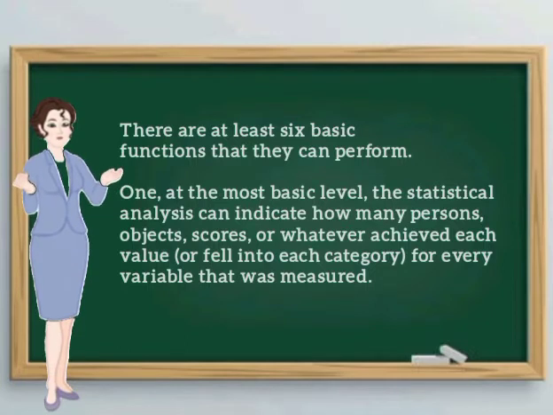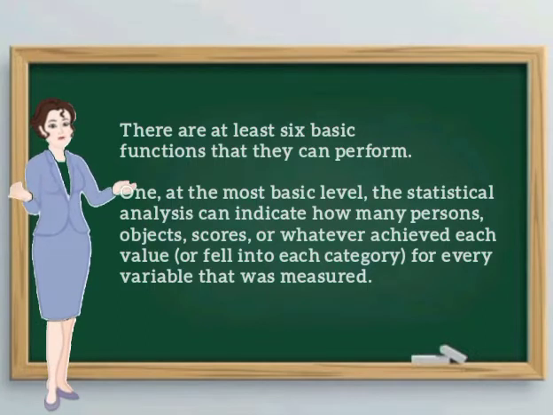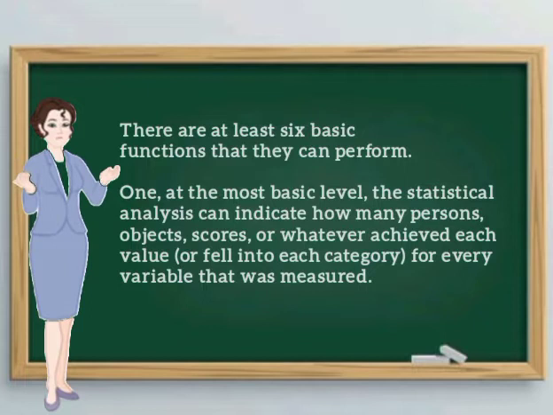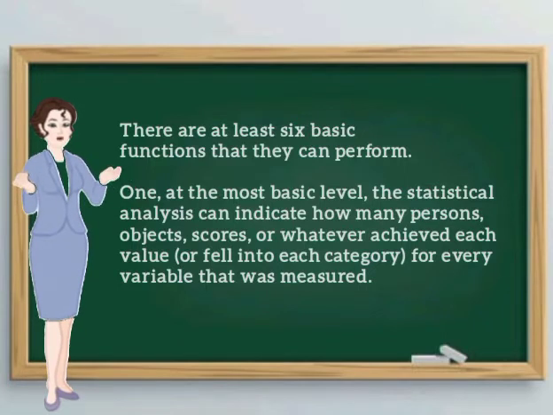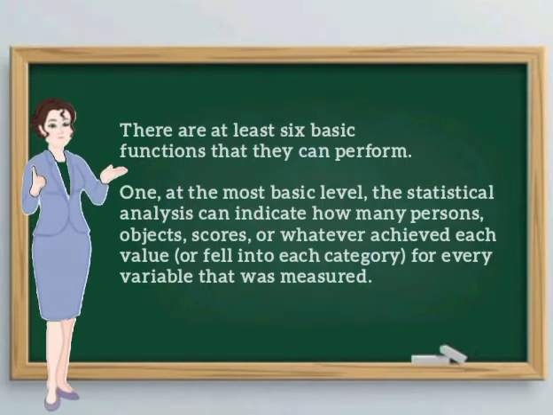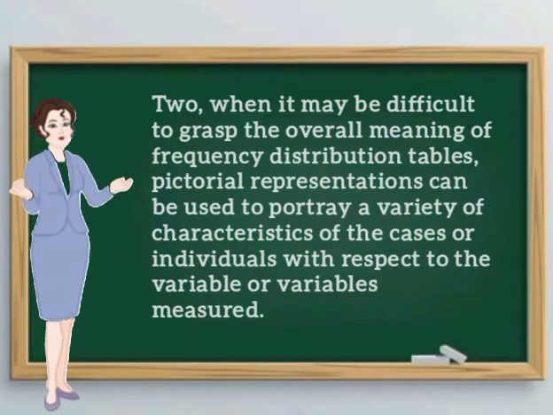1. At the most basic level, the statistical analysis can indicate how many persons, objects, scores, or whatever achieved each value, or fell into each category, for every variable that was measured. These calculations, known as frequency distributions, are usually reported in tables. 2. When it may be difficult to grasp the overall meaning of frequency distribution tables, pictorial representations can be used to portray a variety of characteristics of the cases or individuals with respect to the variable or variables measured.